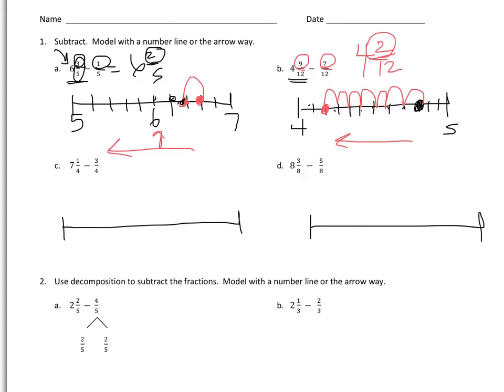What they're going to need to do on C and D, though, is go 8, 7, 6, and then we'll need fourths. For this one, the next whole number is 9, so 8, 7, and then this is going to be broken into eighths. That should be able to allow your student to see the subtraction.